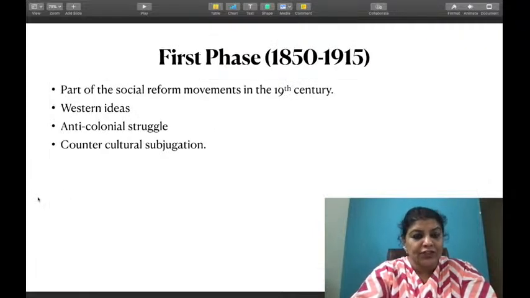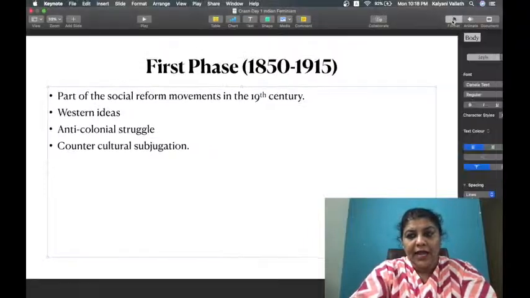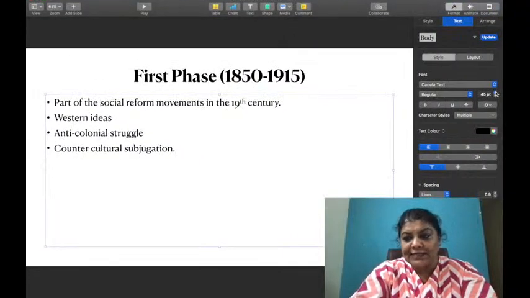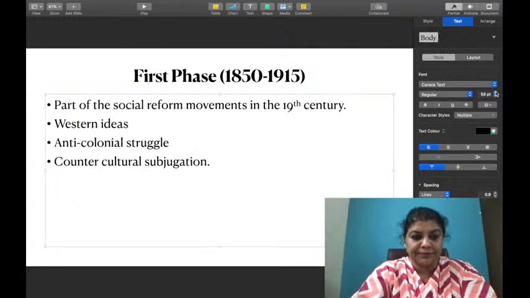Shall we talk about the history of Indian feminism? I will increase the size for you so that you can read properly.